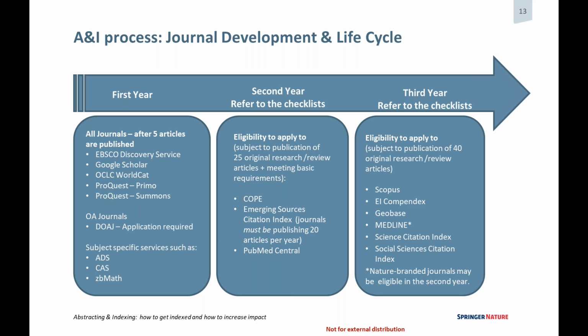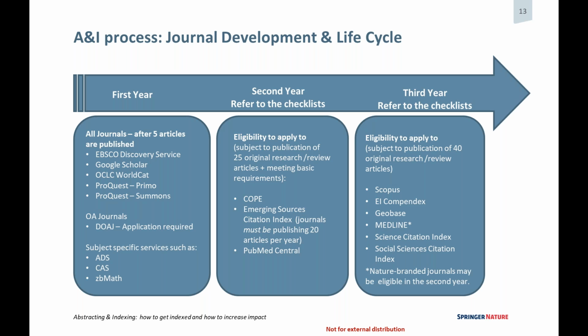Then there are certain subject specific services such as Astrophysics Data System, Chemical Abstracts Service, which is part of American Chemical Society, and ZB Math. These services make the selection of the content based on the newsletter that the Springer-Nature ANI team distributes to all our abstracting and indexing services partners, saying these are the journals we will be launching next year, these are the journals we have taken over from other publishers, and these are the journals that have gone to other publishers. So all ANI services are kept informed about these changes.